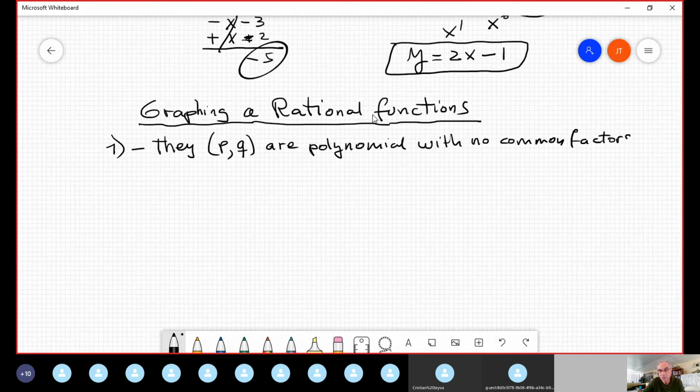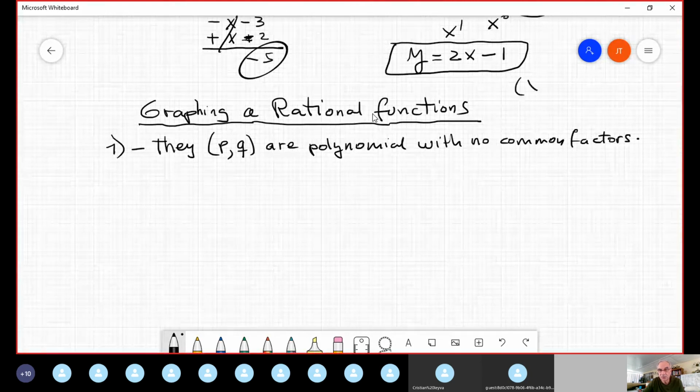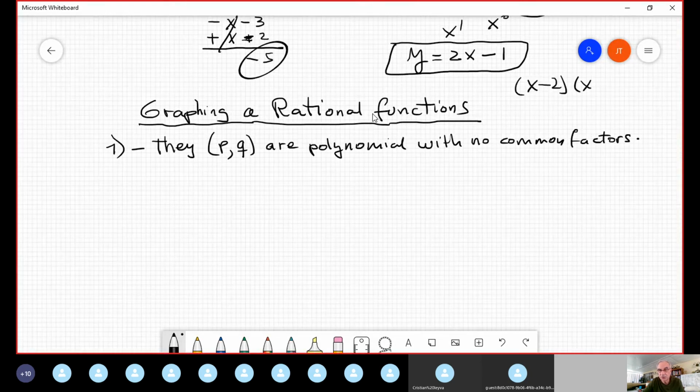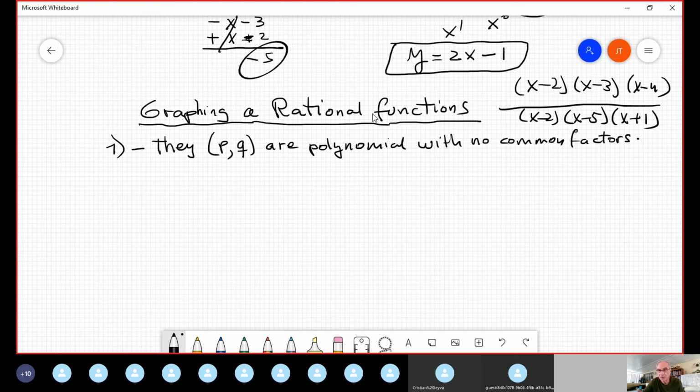In few words, the first thing you should do is factorization the polynomial on the top. Suppose x minus 2, x minus 3, x minus 4. The polynomial in the bottom, x minus 2, x minus 5, x plus 1. And you cancel out the common factor. Okay, this is the first step.